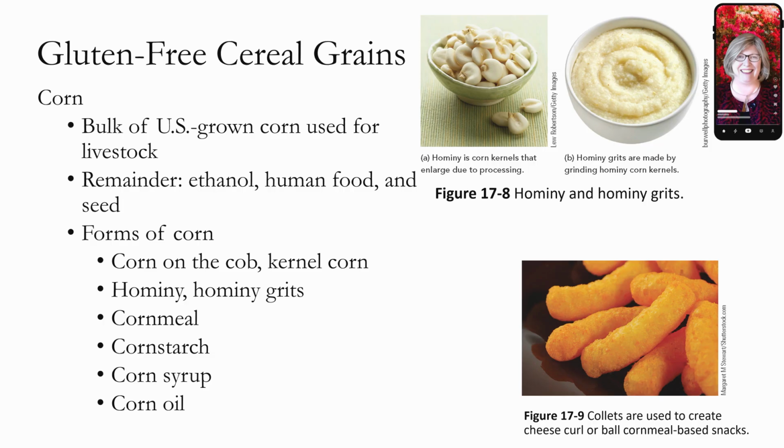The bulk of U.S. grown corn is used for livestock. The rest is used for ethanol, human food, and seed. The forms of corn would be corn on the cob or kernel corn, hominy or hominy grits, and you see those in 17-8, cornstarch, corn syrup, and corn oil.